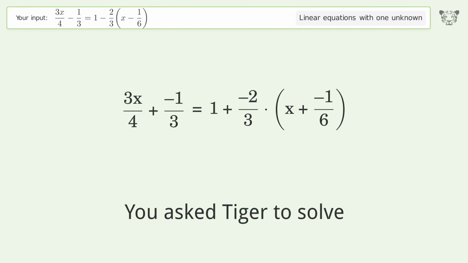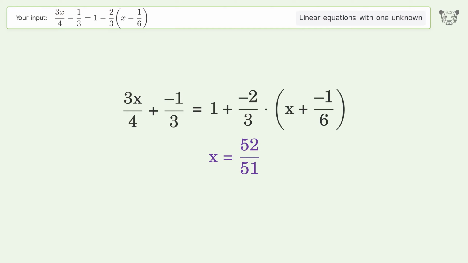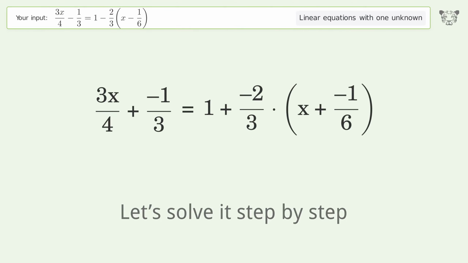You ask Tiger to solve. This deals with linear equations with one unknown. The final result is x equals 52 over 51. Let's solve it step by step.